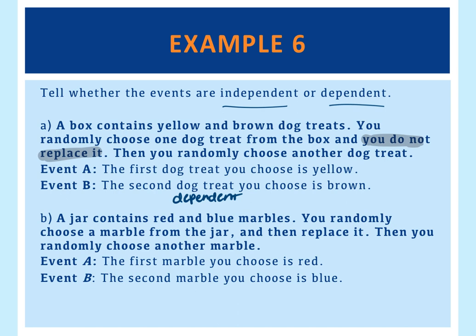B, a jar contains red and blue marbles. You randomly choose a marble from the jar and then replace it. Then you choose the second one. So the first marble you want is red, second is blue. And what we're looking at here is, are you starting with the same set the second time? The answer is yes. So these are independent.